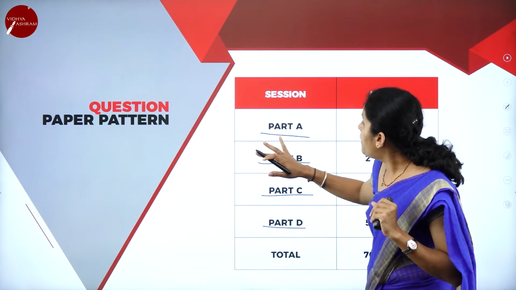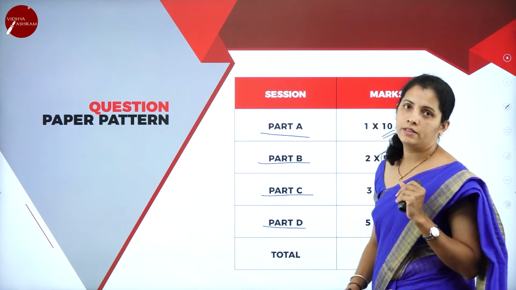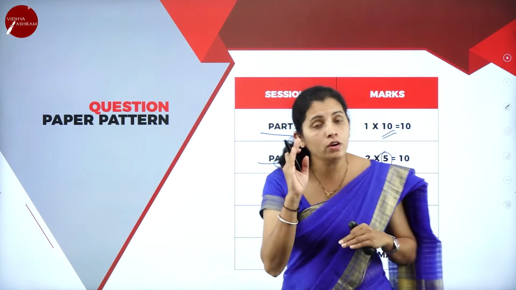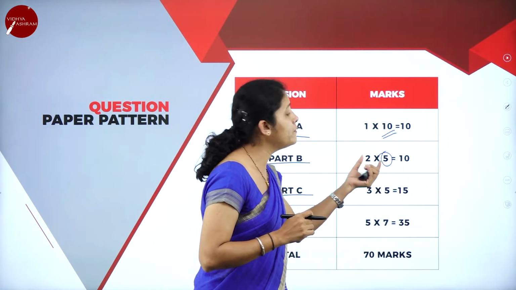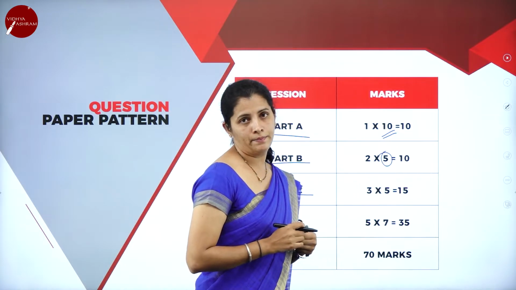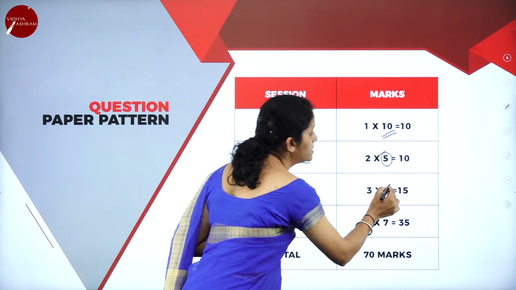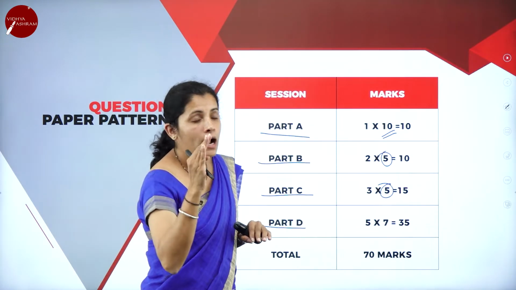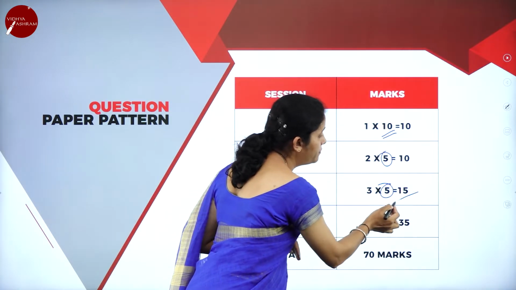And in part B, actually I'm going to have 8 questions. Out of 8, I need to answer any 5. So 5 into 2, it is 10. And in part C, I'm going to have once again 8 questions. Out of 8 questions, I want to answer any 5. So 5 into 3, it is 15.